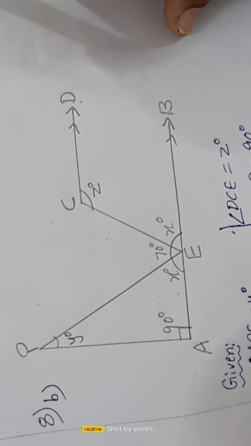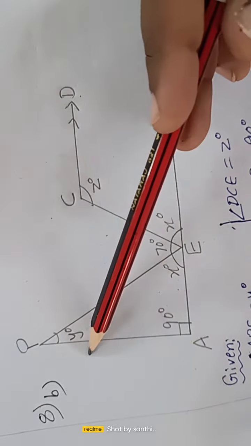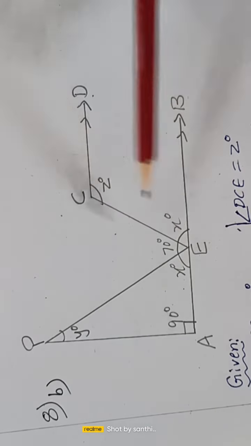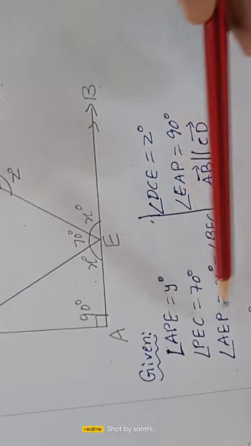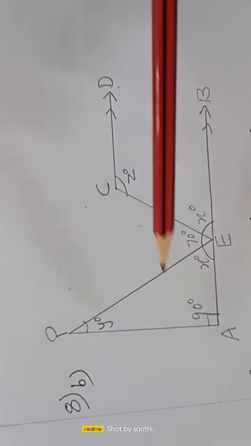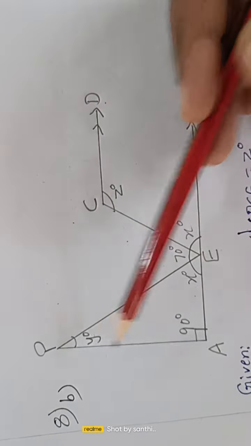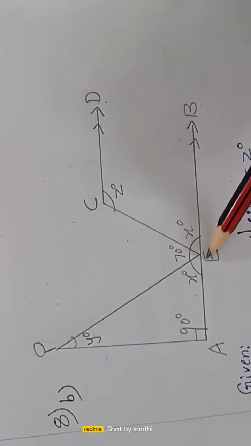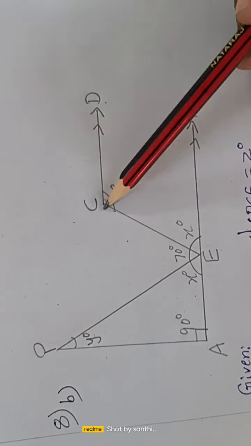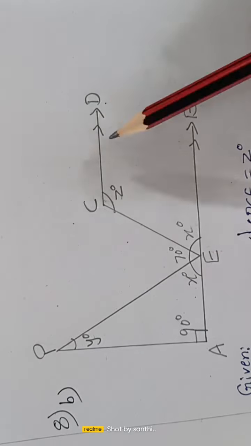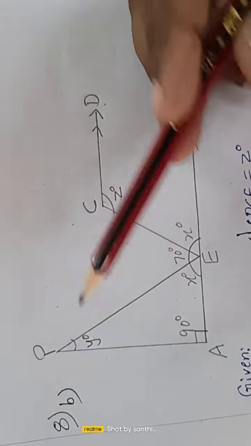Next, in question 8, question number 8b, they have given the diagram and asked to find x, y and z from the figure. This is the figure given. In the given part we write what angles are mentioned. Angle EAP is 90, angle APE is y, angle AEP is x, angle PEC is 70, angle BEC is x, angle DCE is z, and these two are parallel. Parallel symbol is given. Now we have to find x, y, z.